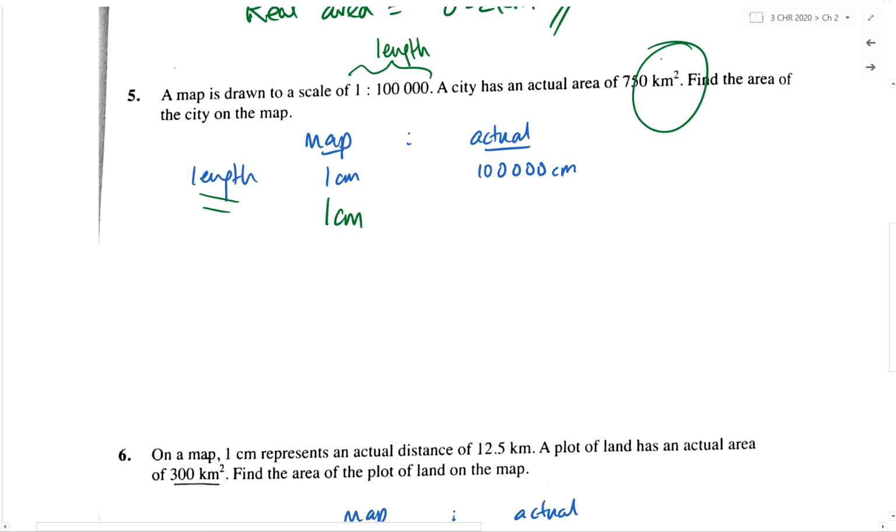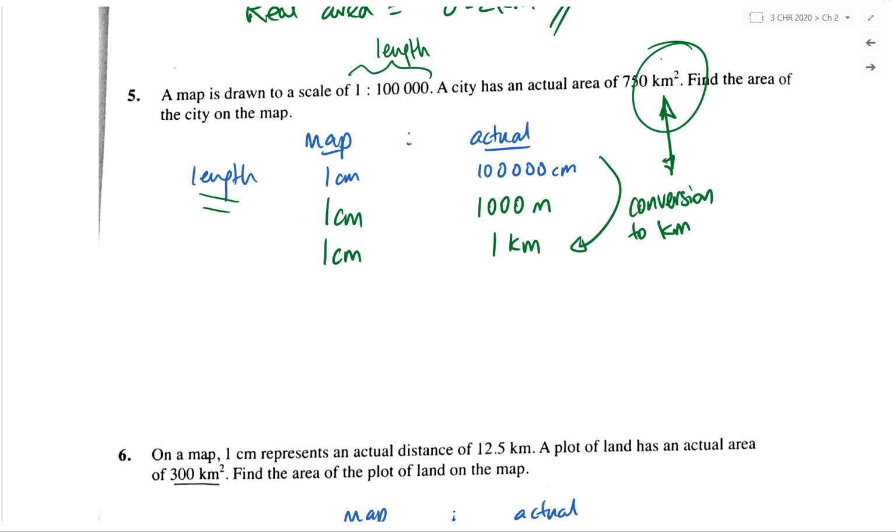So write down 1 cm, convert your 100,000 cm to km. If you cannot do it in one step, don't worry, convert to meters first. 100,000 cm is 1000 meters. Then now you convert to km. 1 km. I want to do that because the question is in square kilometers. So I make my big number become very small. Easier to work with.